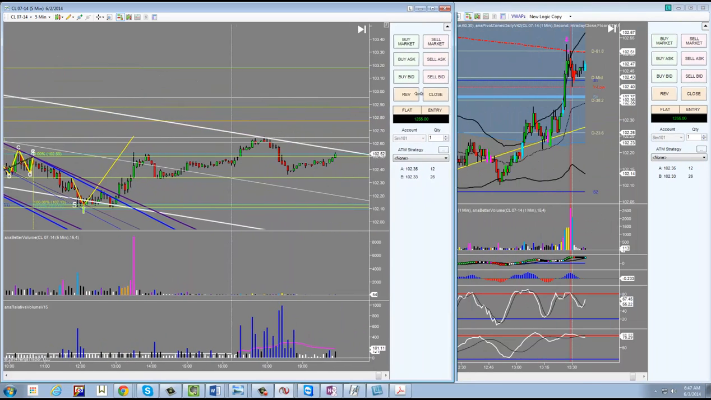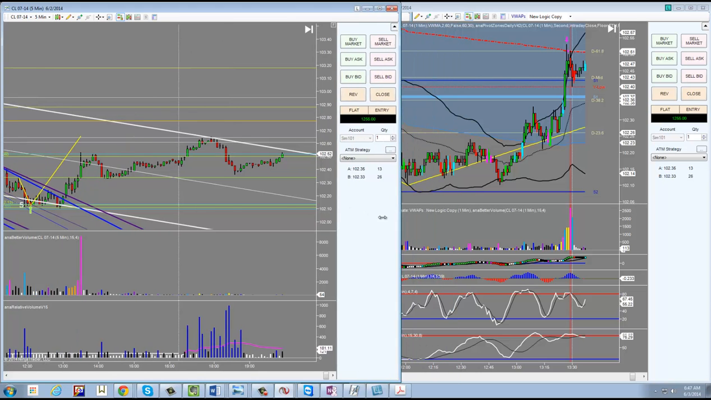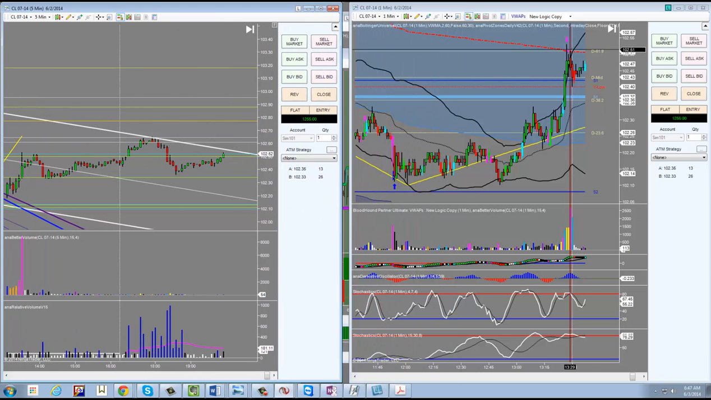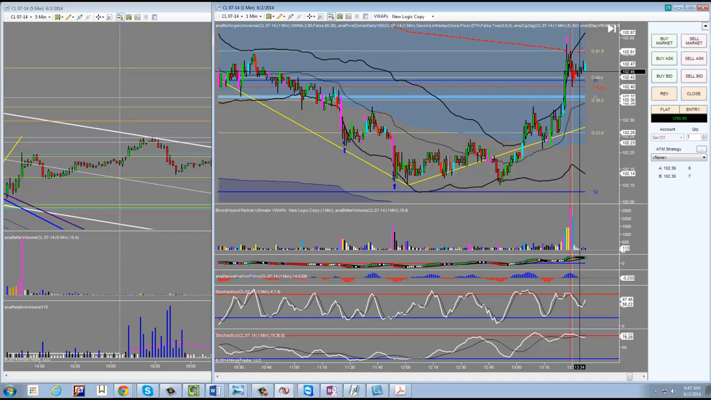The exit was also the VWAP, the session VWAP right here, and it was the 61.8 fib of the day session. So starting from the open at 9 o'clock Eastern to the low, this was the 61.8 retracement. That's pretty much it. Got long here and exited here.